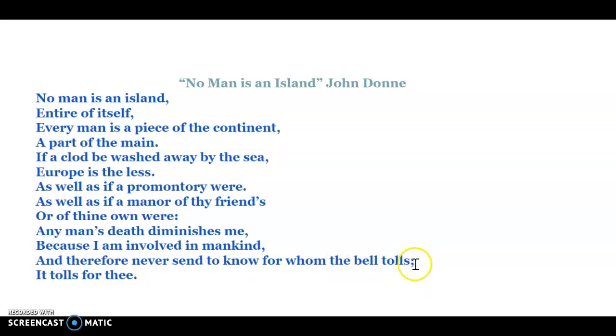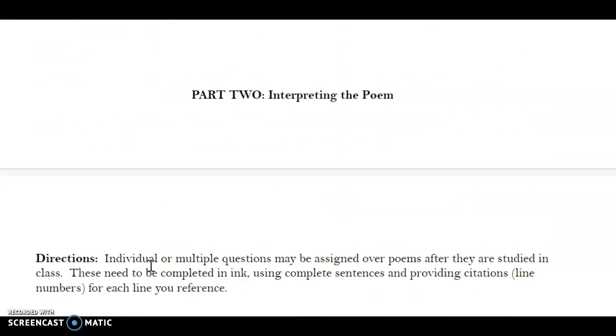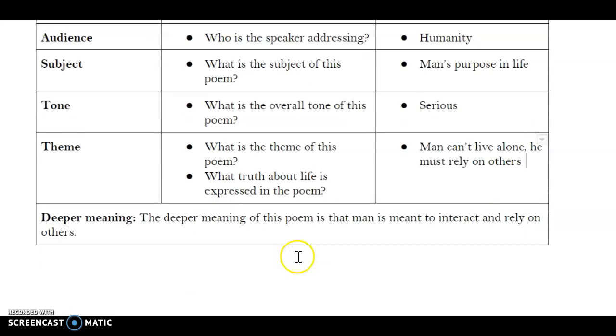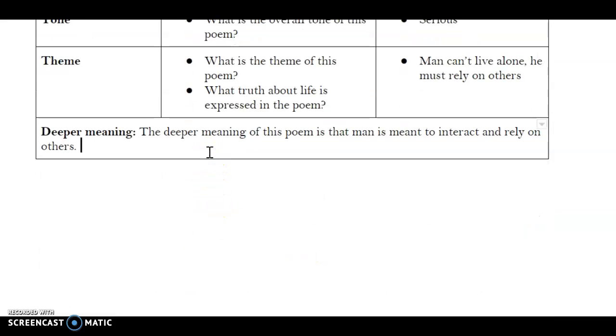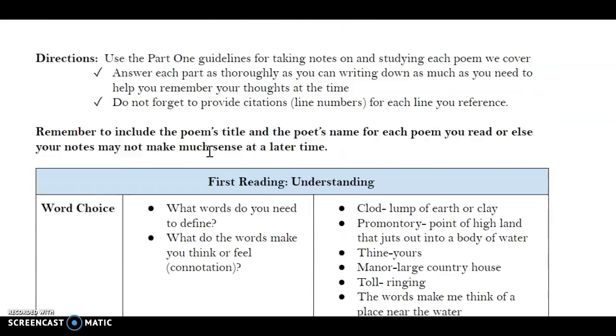Talking about for whom the bell tolls, right? This is evoking an image of death, right? If we lose somebody, we lose everyone, right? We lose a part of ourselves, okay? And then down here, that deeper meaning. I'm going to really explore this a little bit. Say the deeper meaning of this poem is that a man is meant to interact and rely on others. I'm going to push this a little bit further and explain why. Why do I see that? What parts of the poem do I see that in, okay?